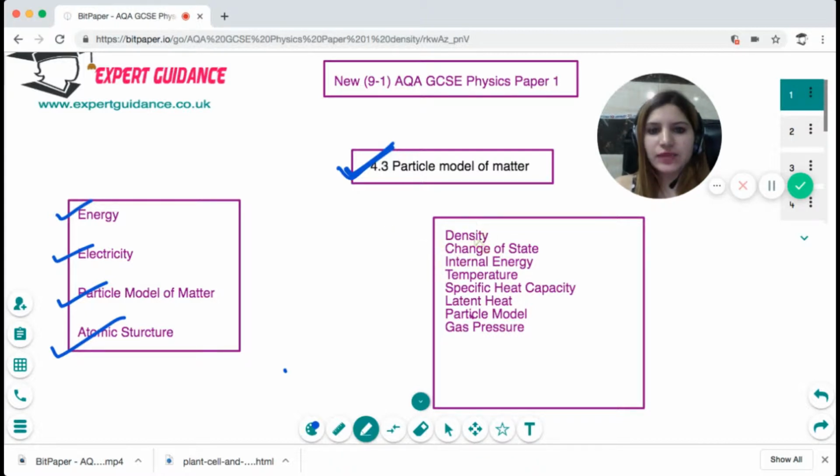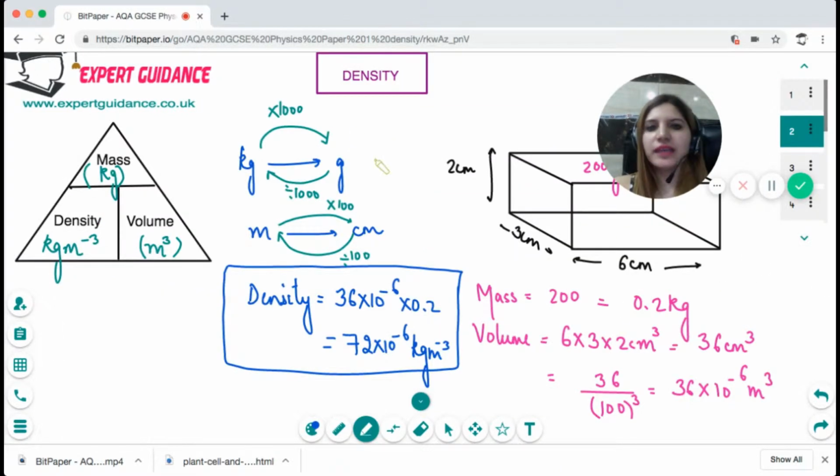Now, in this video, we'll be looking over density, changes of state, internal energy, temperature, specific heat capacity, latent heat, particle model, and gas pressure. So let's begin. Now, what is density?